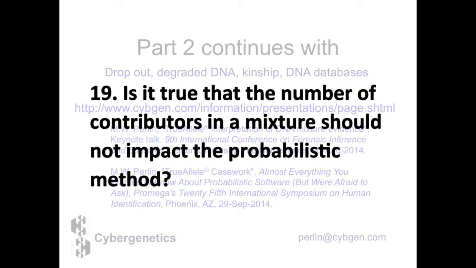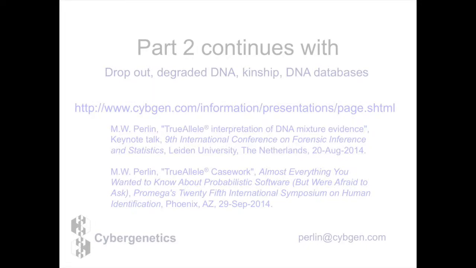The next question is, is it true that the number of contributors in a mixture should not impact the probabilistic method? That's certainly the case in TrueAllele, as we've shown in that forthcoming validation paper with Kern County that looks at randomly constructed mixtures out to 5 contributors and tests them with every possible number of contributors. I can't post that paper for copyright reasons with the journal, but I can send you the manuscript if you send me an email. My email address is on the bottom right of the screen. If you ask for the paper, I'm happy to send you that manuscript or that forthcoming paper.